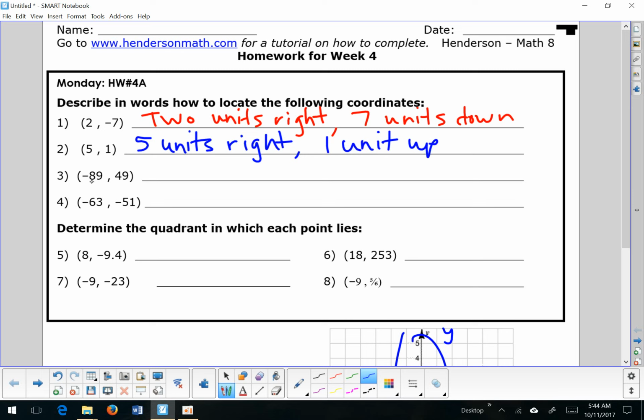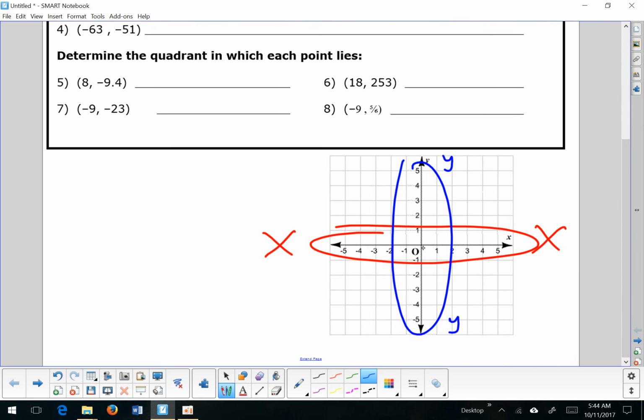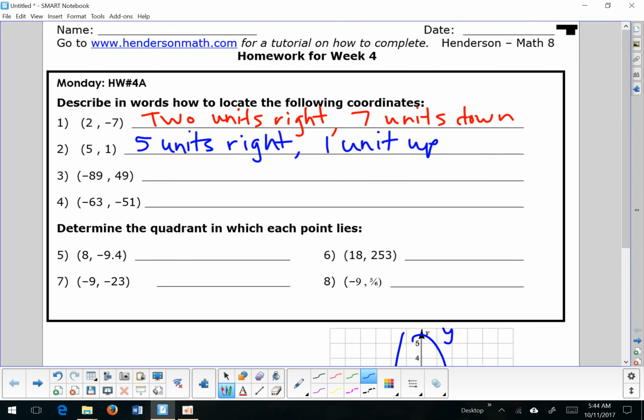Number 3, my x-coordinate is negative, and if you're moving negatively on the x-coordinate, you would be moving left. And if you were moving negatively on the y-coordinate, you would be moving down. So for number 3, the x-coordinate is negative, so I would move 89 units left. And my y-coordinate is positive, so that means 49 units up.